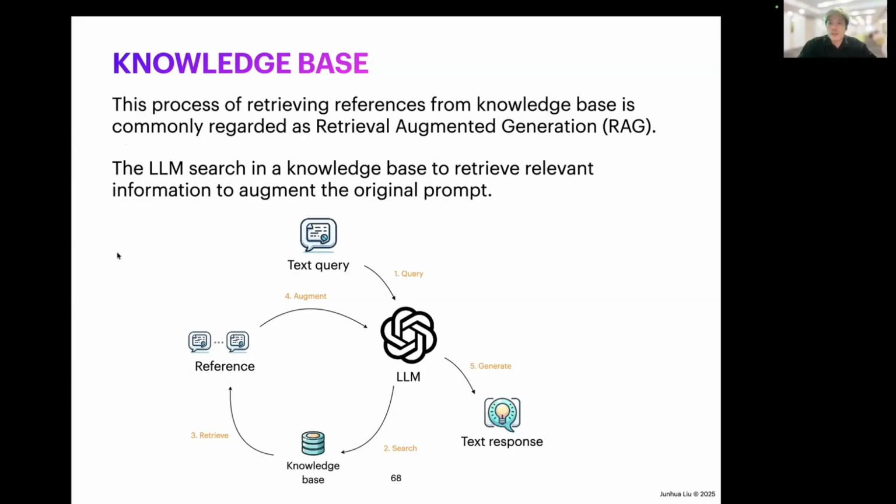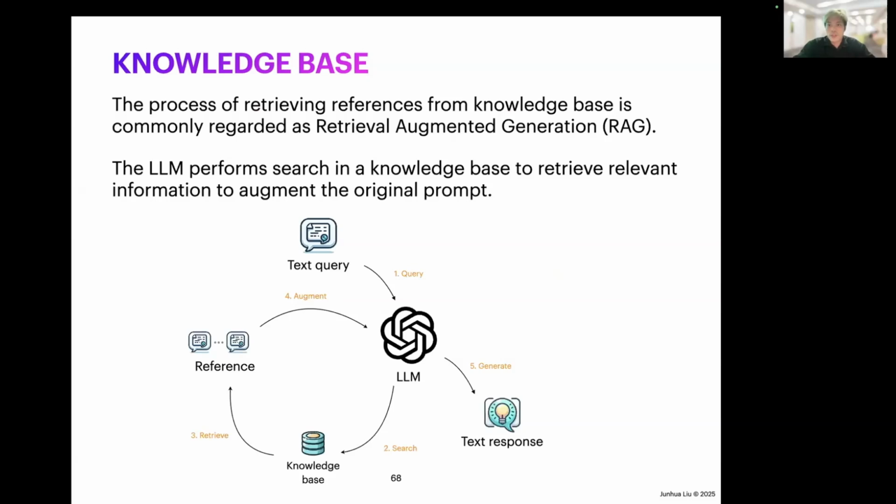The process of retrieving references from a knowledge base is often regarded as retrieval augmented generation, which we'll talk about in greater detail in a later lecture. The LLM performs search in a knowledge base to retrieve relevant information to augment the original prompt.